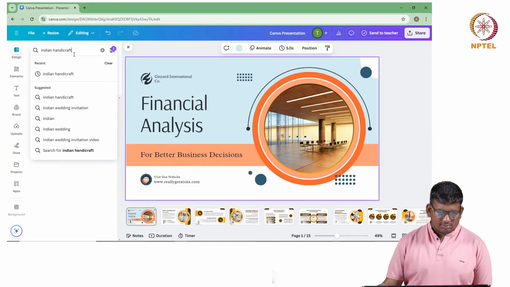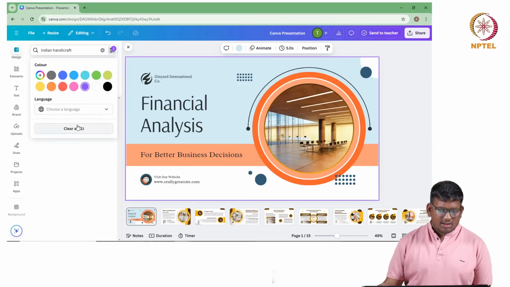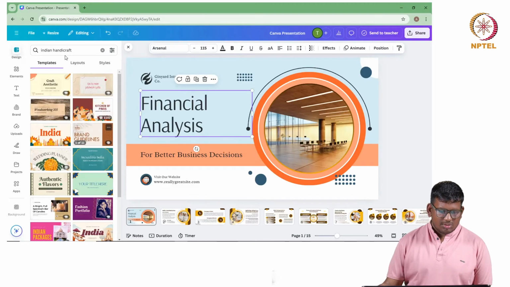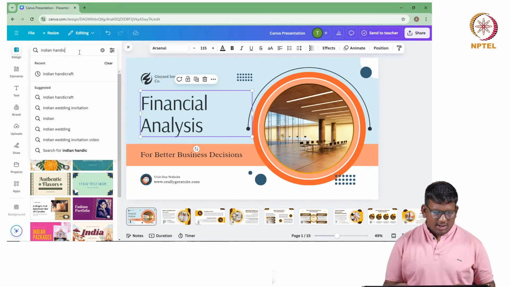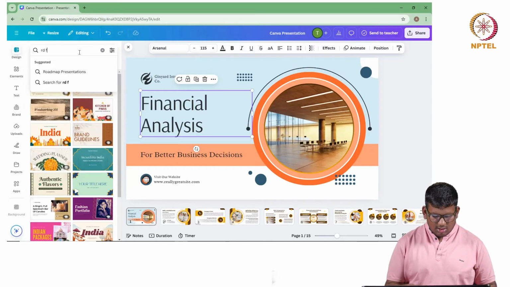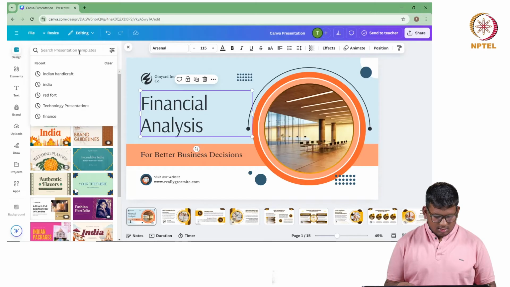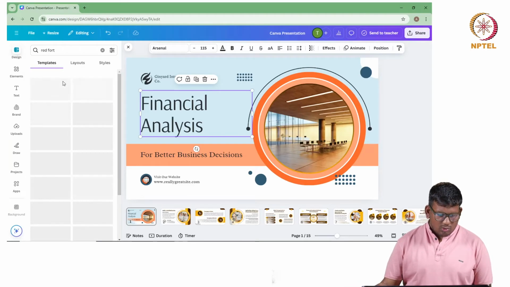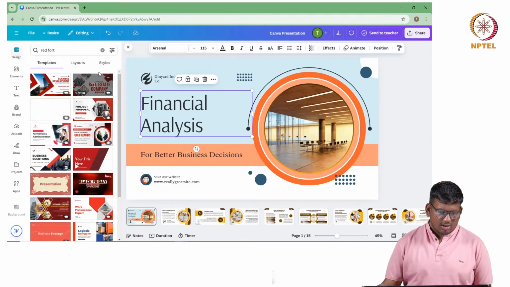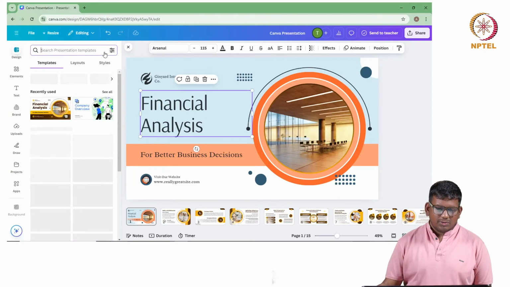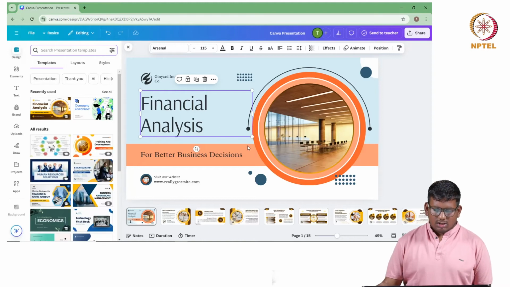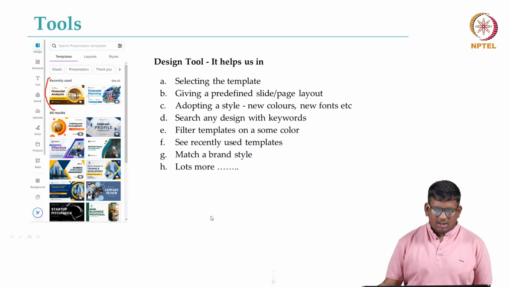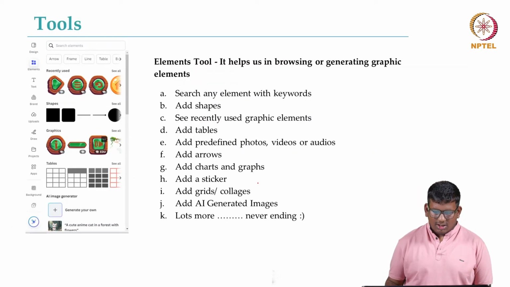Let's see. Okay, I just didn't remove the color filter. Yeah, you can see India-based designs. So you can search red fort as well. Here you might see there are not much there. So you can go specific. I think red fort is not there. But you can go specific according to your need. Then lots more. You can explore anything.